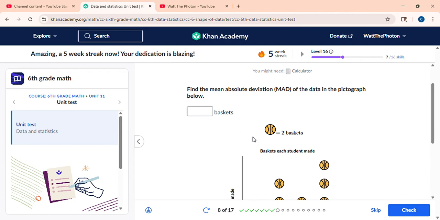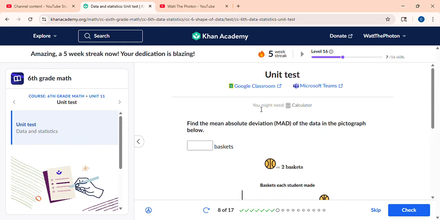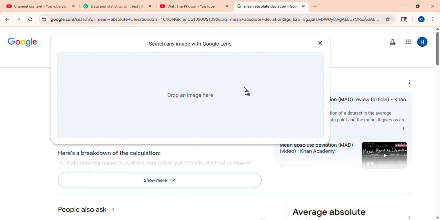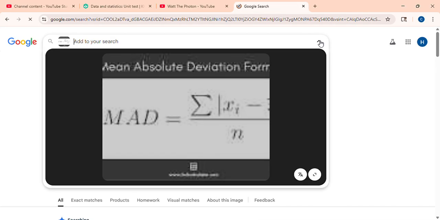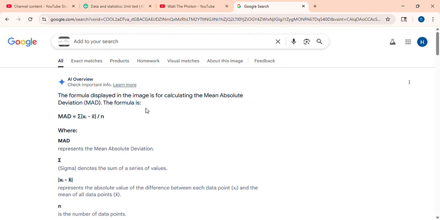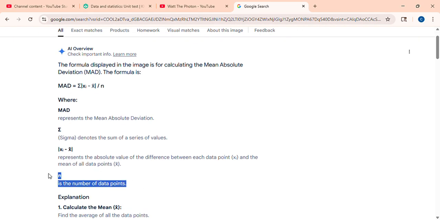Find the mean absolute deviation. I haven't heard of that. Mean absolute deviation of the picture graph below. So the average absolute deviation. Mean absolute deviation. So let's see, it's the sum of x, the top one and bottom one, all divided by n, the number of data points, or n minus 1.